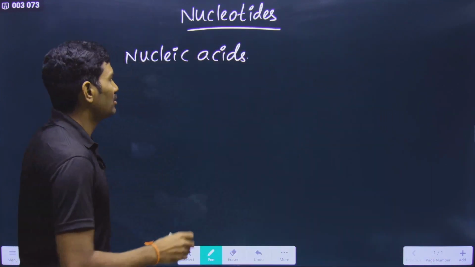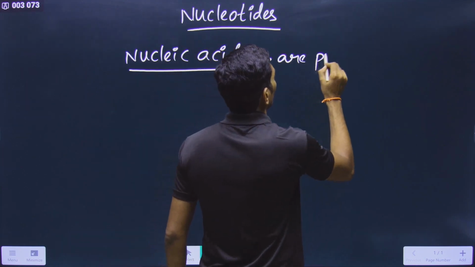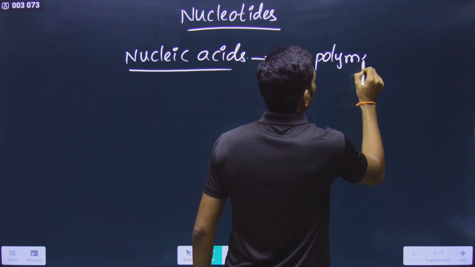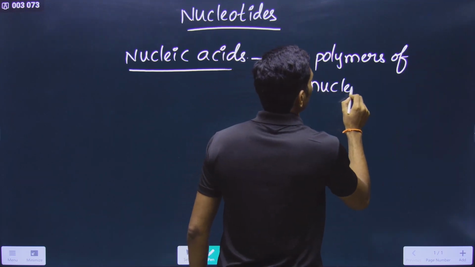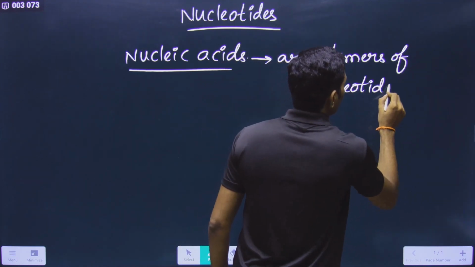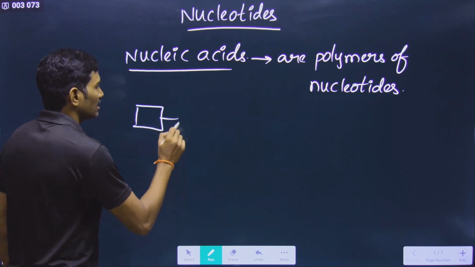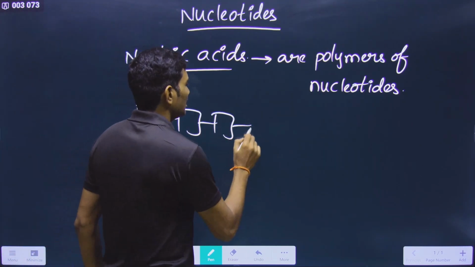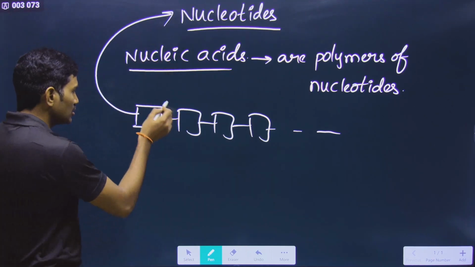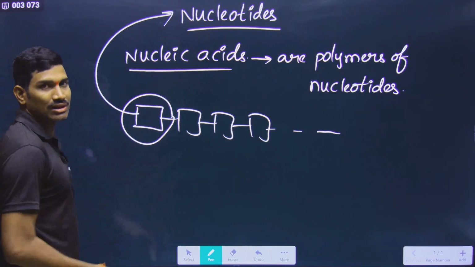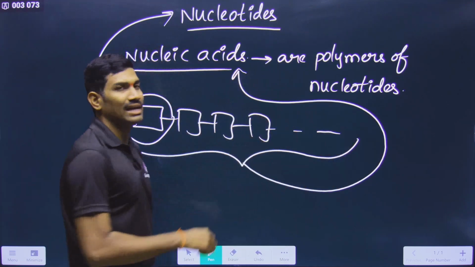Before directly starting with nucleic acids, what we studied is that nucleic acids are polymers of nucleotides. What is the meaning of this? Each monomer, each unit, is called a nucleotide. If all these are combined, then it is called a nucleic acid.